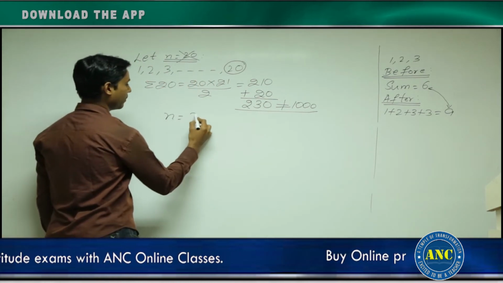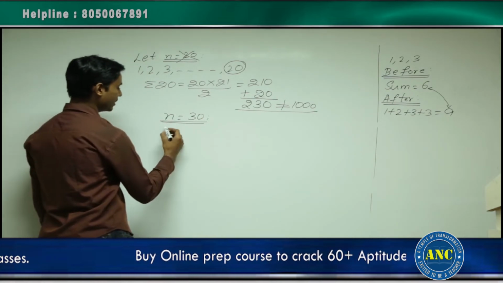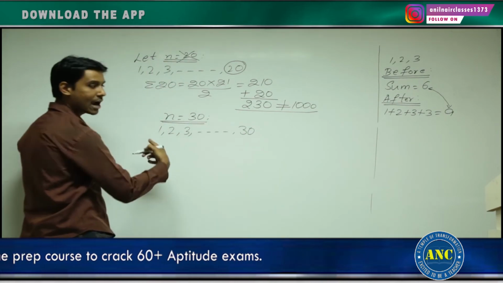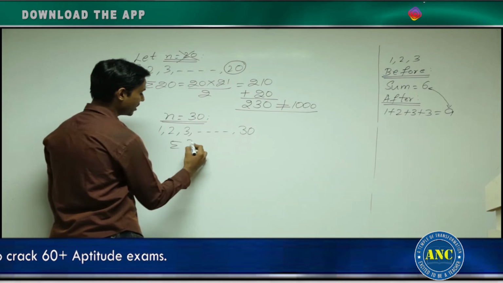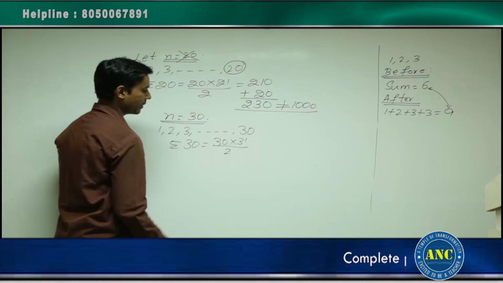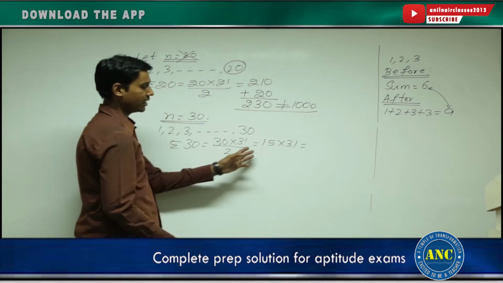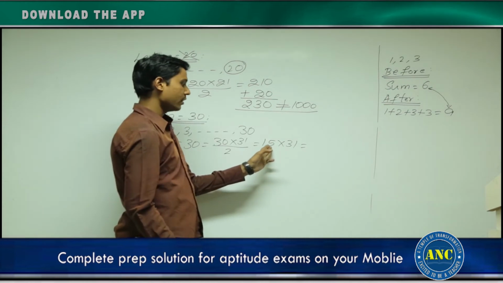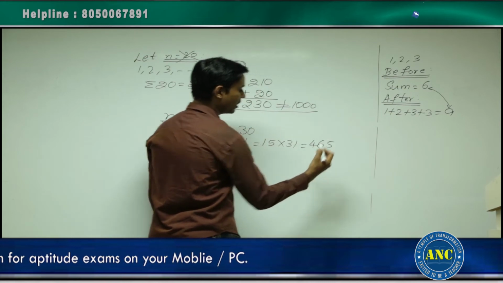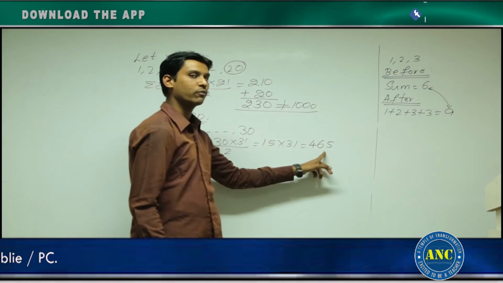Suppose I take one more number which is less than 44. If I take n as 30, it means I wrote 30 consecutive natural numbers on the board. If I add all these numbers initially, summation 30 is 30 into 31 by 2. 30 into 31 by 2 is nothing but 15 into 31. 15 into 31 is 15 into 30, which is 450, plus 15. 450 plus 15 is 465. That means initially you wrote 30 natural numbers and the sum happened to be 465.